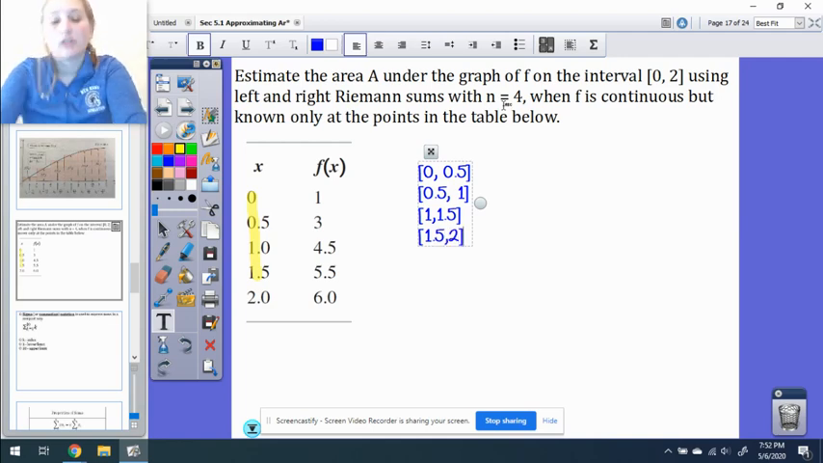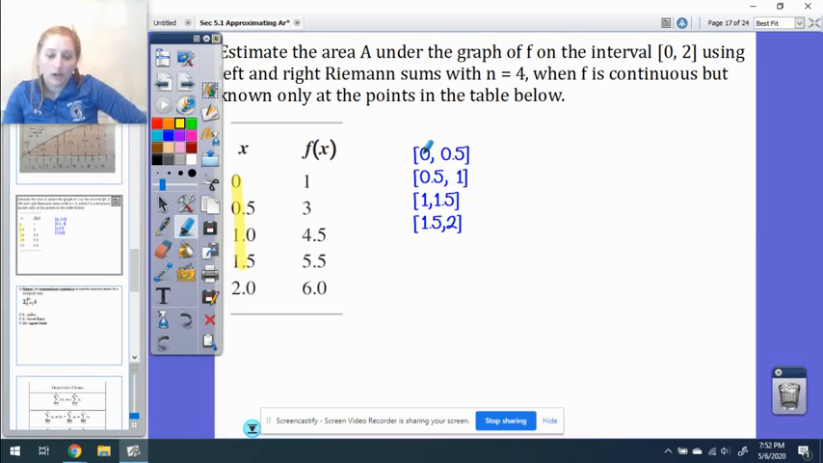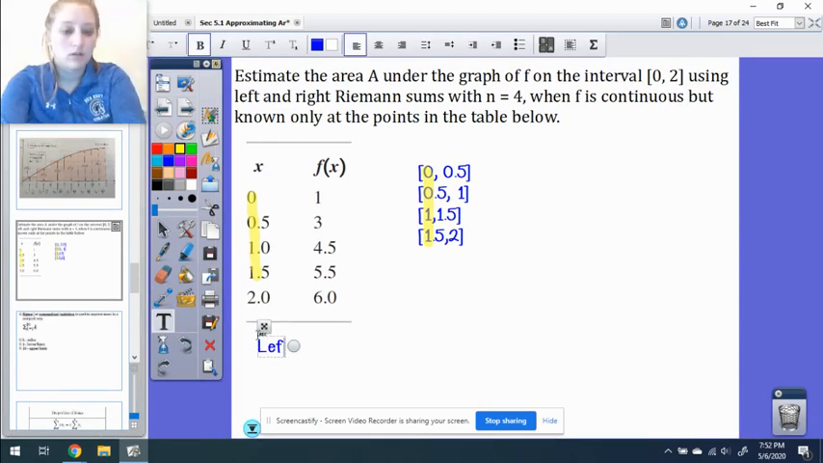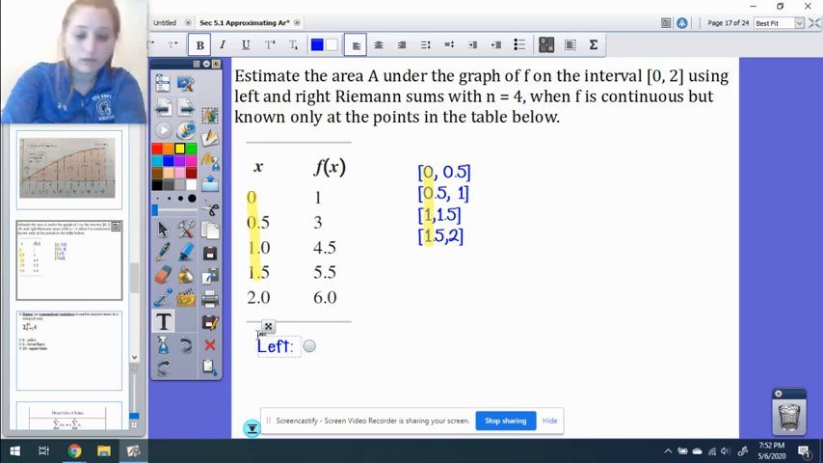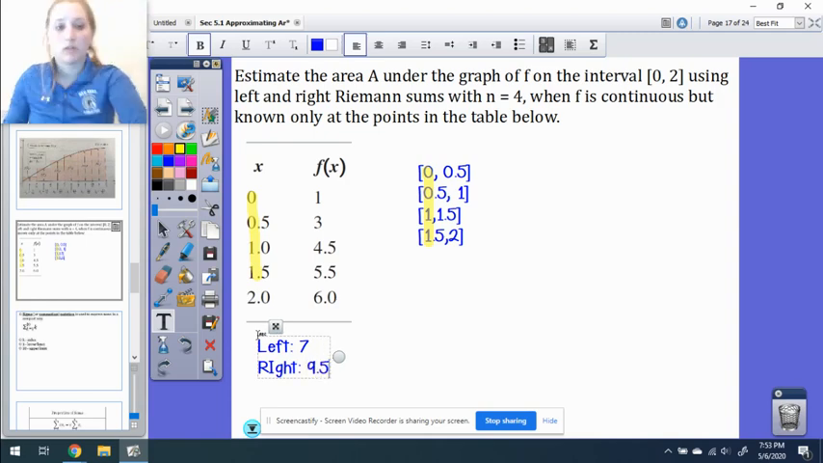So essentially, the items that I've highlighted in yellow are all of my left ones, okay? So I have started the setup of this one. What I want you to do is go ahead and try this one on your own. If you are successful, you will end up with left being 7 and your right being 9.5. So I want you to try those, and if you don't get it, let me know, all right?